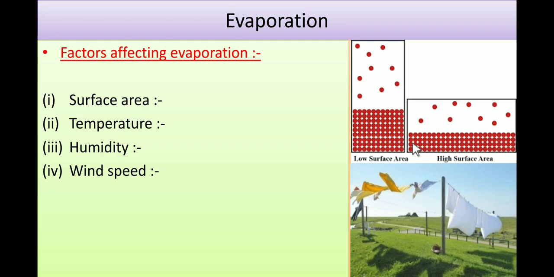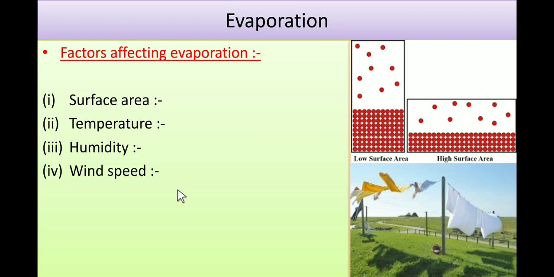When we want to dry clothes at night, we use the fan. We switch on the fan to dry clothes, and when we wipe our floor with water, we switch on the fan to dry it very quickly. This is due to the wind speed. Wind takes away the water vapor close to the water layer and speeds up evaporation.